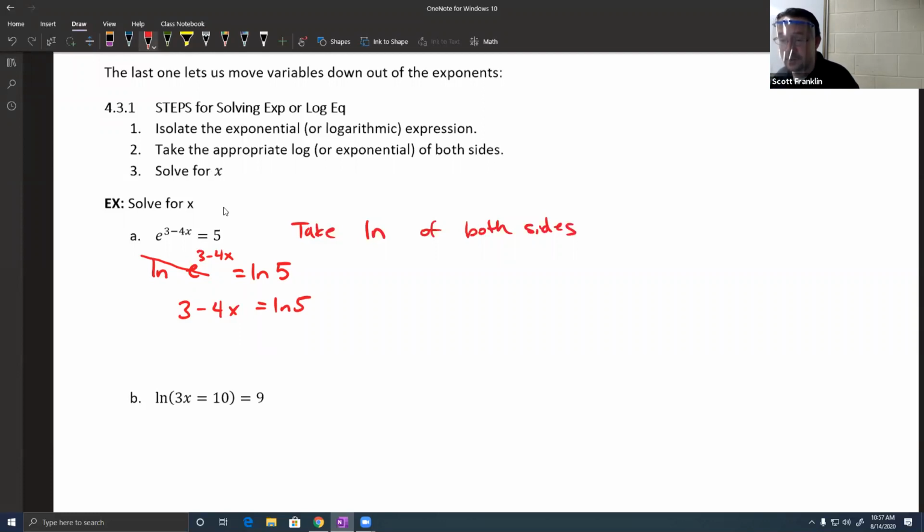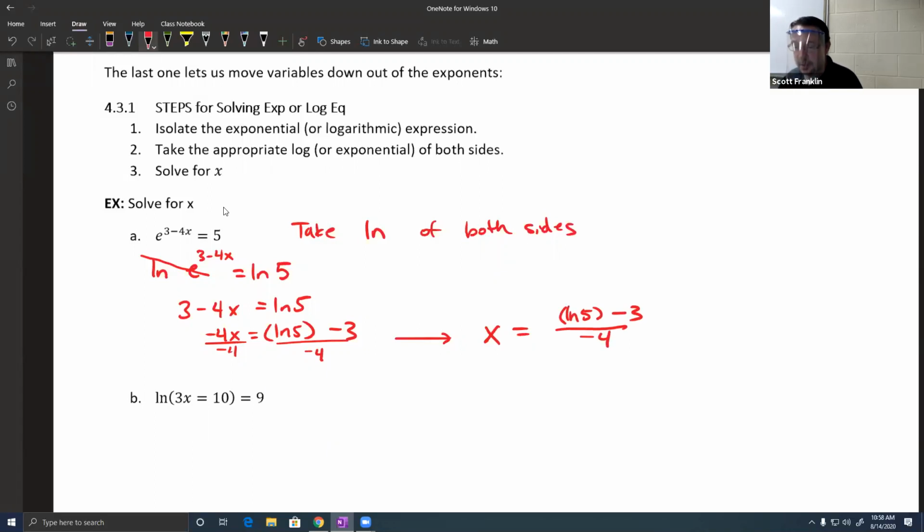Okay? If you subtract 3 from both sides, you've got negative 4x equals natural log of 5 minus 3. You divide both sides by negative 4, which means your answer is x is natural log of 5 minus 3 over negative 4. And that's it.